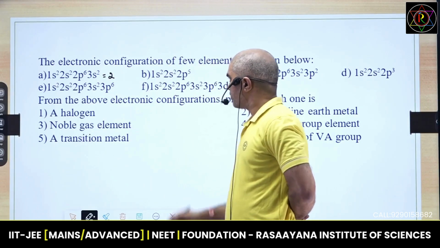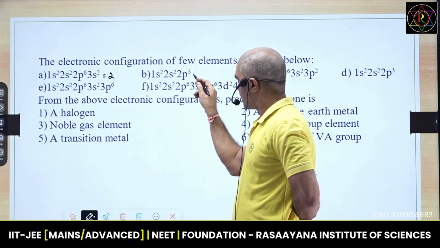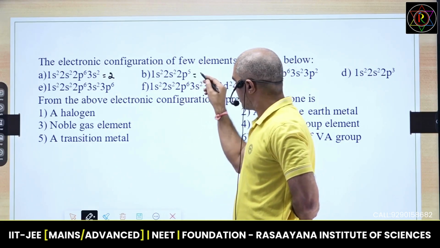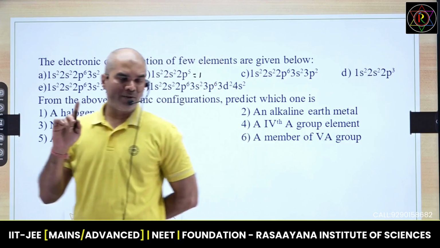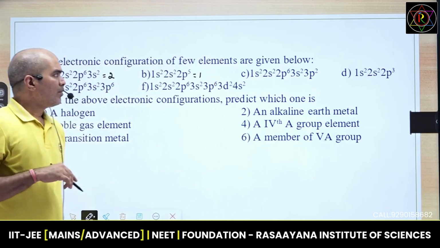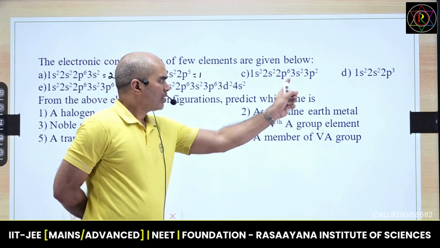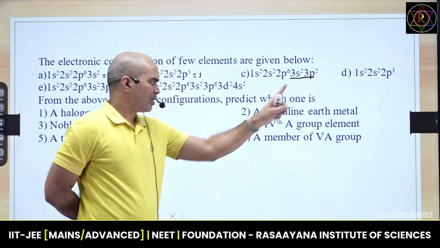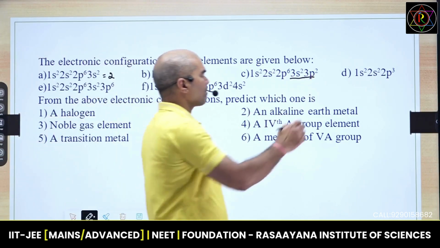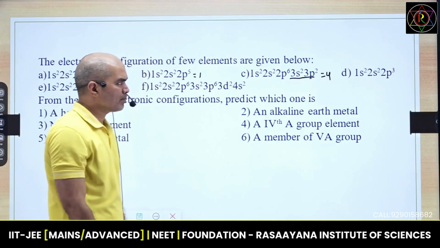Next, 1s2, 2s2, 2p5, ns2, np5. This has to be a halogen. ns2, np5 halogen, 7th group. Remember, ns2, np5 halogen, 7th group. 1s2, 2s2, 2p6, 3s2, 3p2. 3s2, 3p2. How many electrons are there in the valence shell? 4 electrons. So it belongs to 4th group.